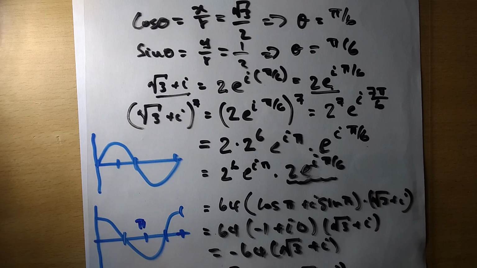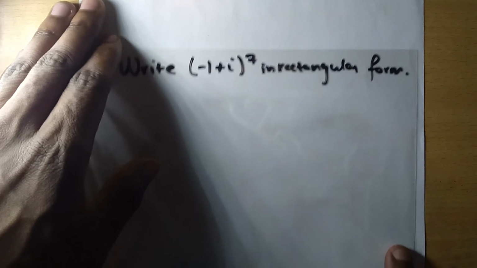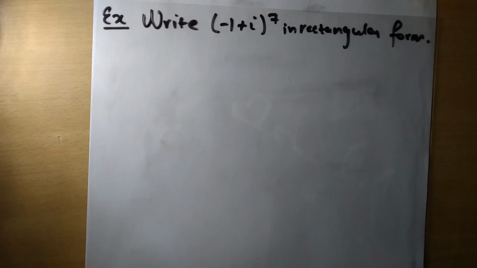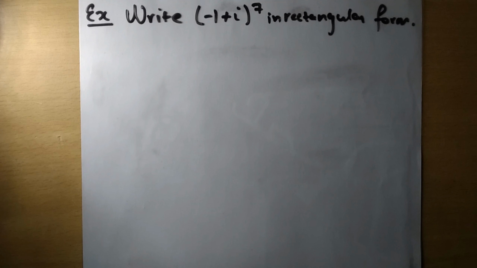Okay, so let me have another example. Let me remove this. Let me have another example. So let us write this one in rectangular form. Now it is the same ideology that we're going to use here. We're going to convert this to exponential form, then we'll see what happens with that. Okay, now let us have the solution to this.